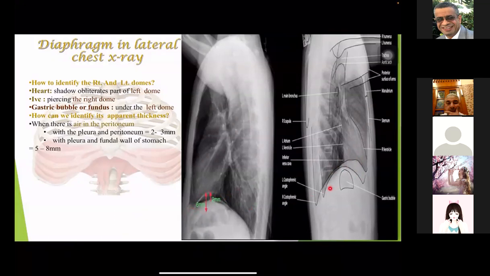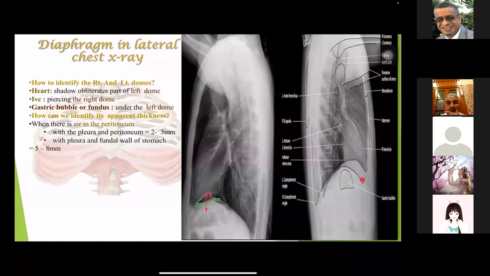The IVC pierces the right hemidiaphragm. This is the IVC, but it's usually not so clear on the X-ray. This is the right hemidiaphragm, so it is pierced by it. The third thing is the gastric bubble. This is the gastric bubble, which usually lies below the left hemidiaphragm. So this is the left hemidiaphragm. To summarize: the right is higher than the left, the gastric bubble is below the left, the IVC pierces the right hemidiaphragm, and the heart obliterates the end of the left hemidiaphragm.